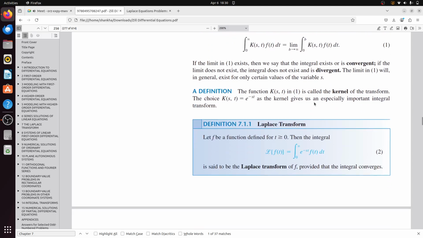Now this function k(x,t) is called a kernel function.